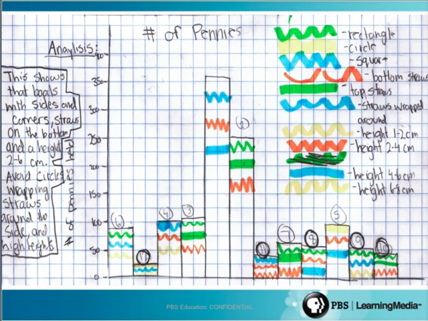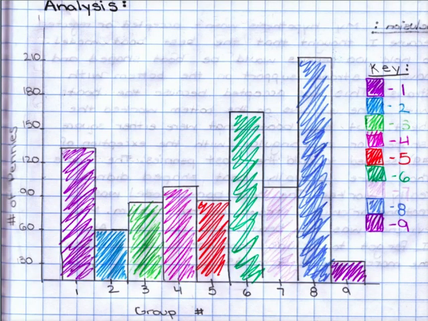I didn't highlight it, but if you look over on the left-hand side there, you can see that she says, this shows that boats with sides and corners, so, you know, rectangular or square, straws on the bottom, and a height between 2 and 6, and she didn't finish her sentence there, but seemed to be the best boats for holding the number of pennies. So avoid circles, wrapping straws around the side, and high heights. If they got to be too high, the students started to see that there were problems with the boat.